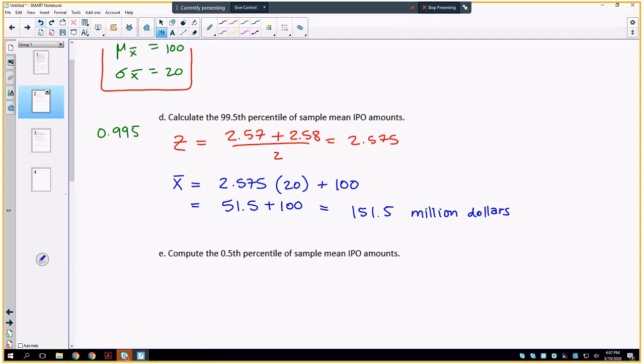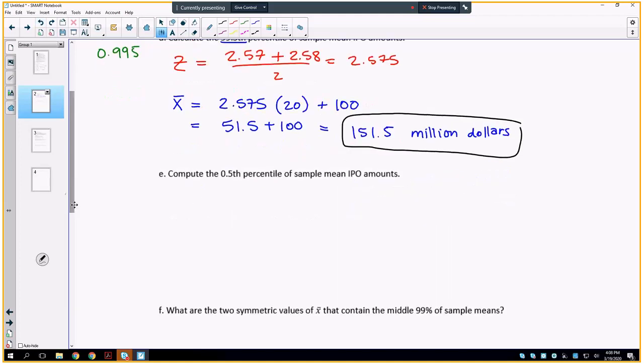So if my IPO is $151.5 million, the fact that it's the 99.5th percentile tells me that this is larger than 99.5% of initial public offerings. All right.